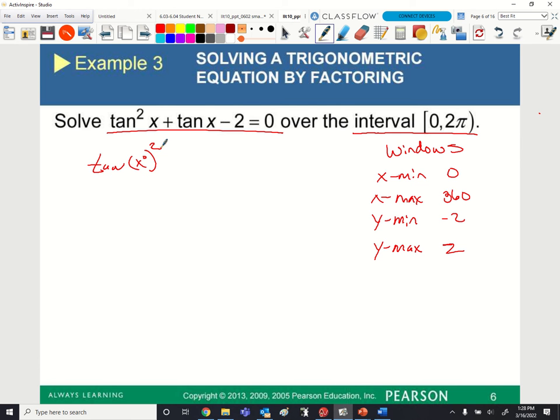So tangent squared x plus tangent x degrees close minus 2 equals 0. Another thing a lot of people did earlier, making a mistake, this is minus 2. Do not put a negative. Do not put a negative. It's going to mess it up. So make sure your negative is a negative and your minus is a minus. This one is supposed to be a minus. So let's go ahead and enter that.